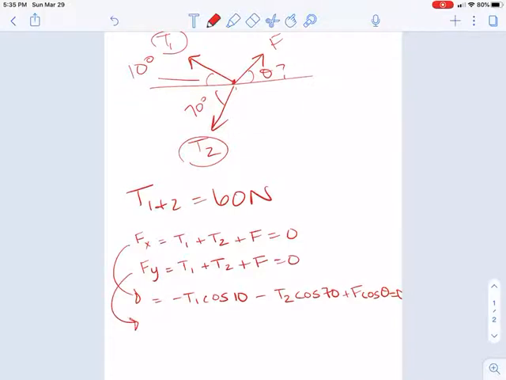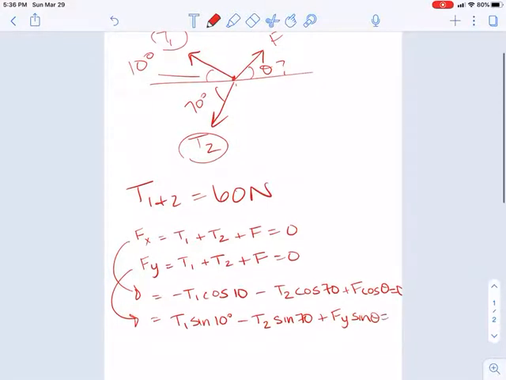Okay, now for our y value. Tension 1 is now positive, so it's tension 1 sine 10 degrees, minus tension 2 sine 70 degrees, plus force in the y direction, force sine theta, whatever that will be.